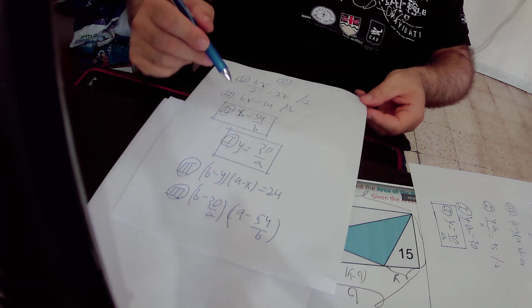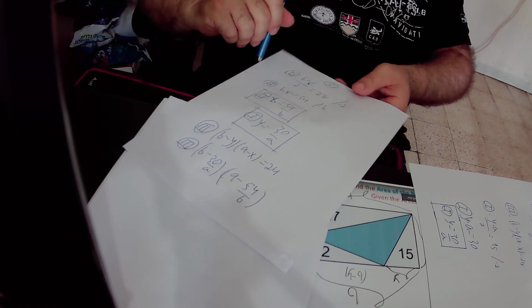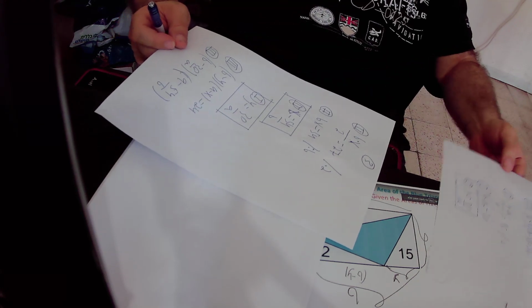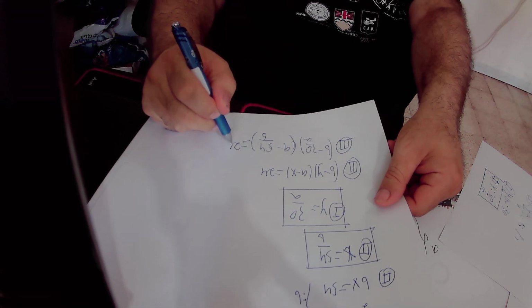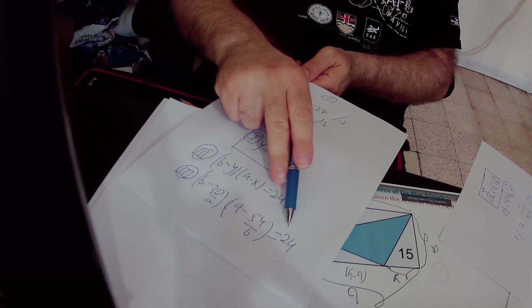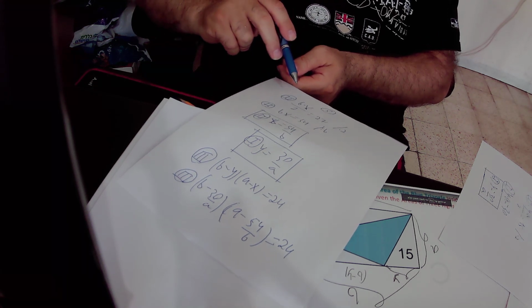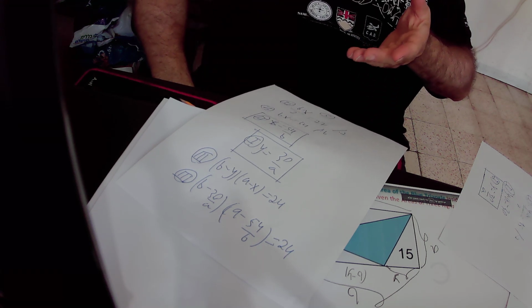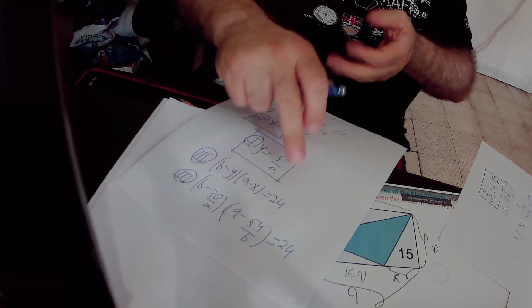Okay, so, and all equals here to 24. Okay, this equals to 24, so I put 24 on the other side of the equation. The next step is to open the brackets in this side of the equation.